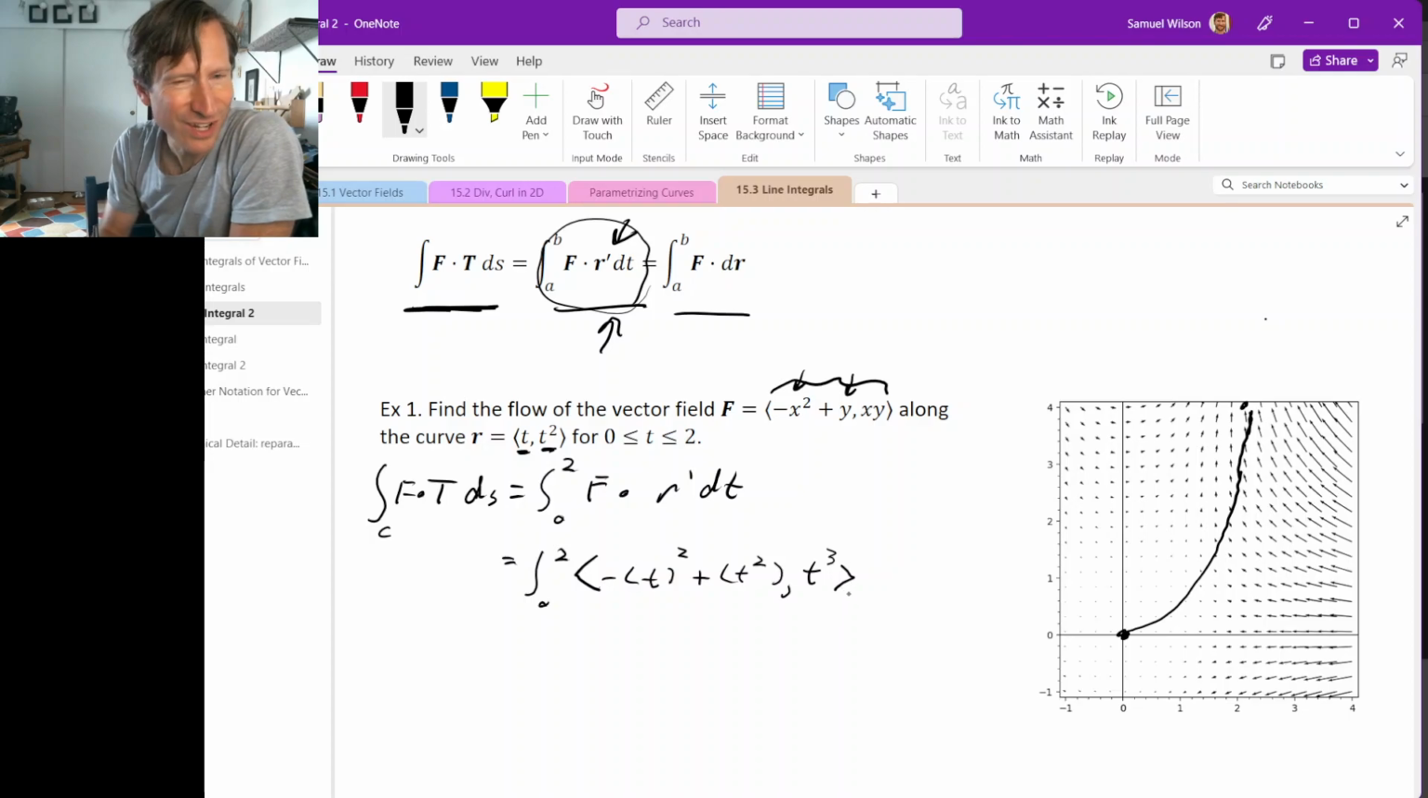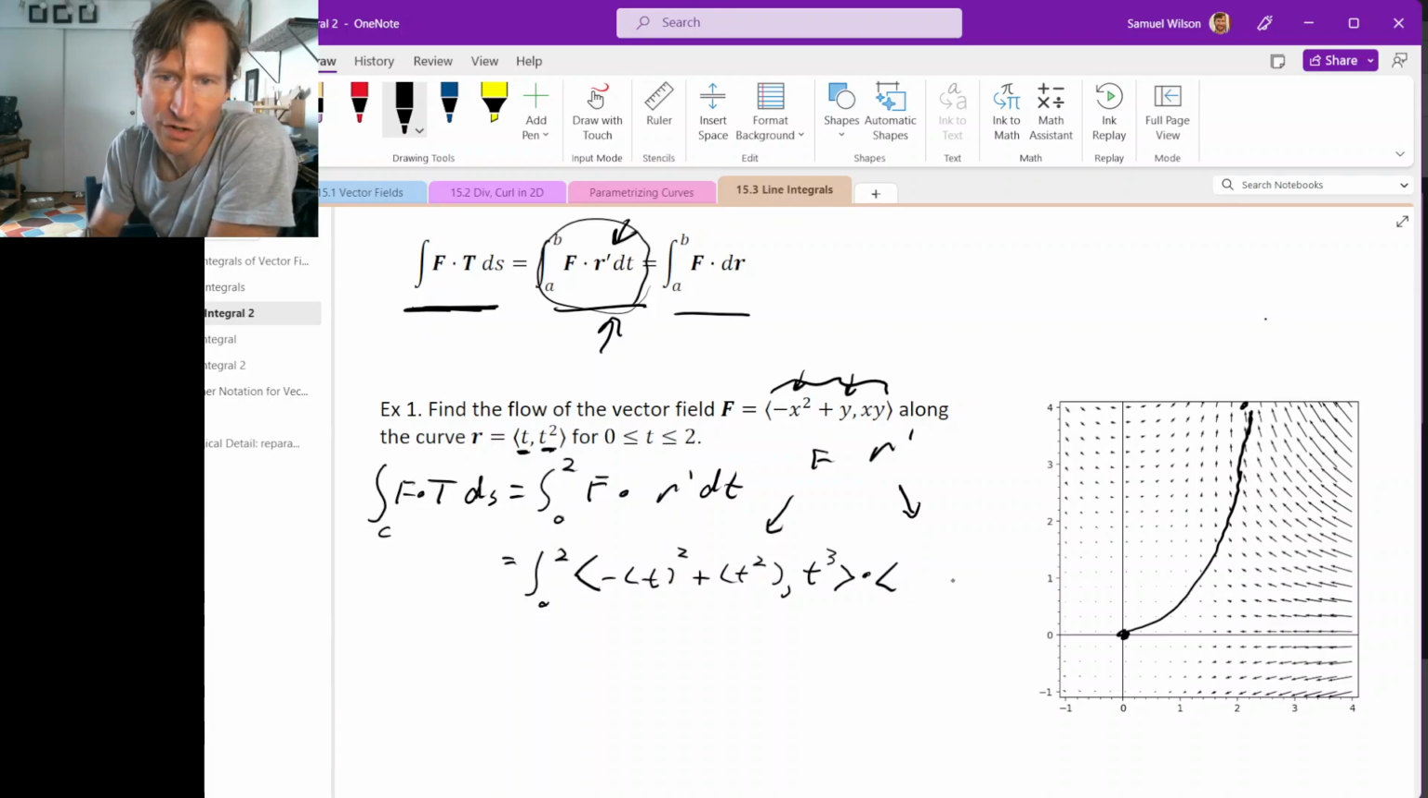So don't forget that when you are finished parameterizing your line integral, it ought to be a function just of t. If you have x's and y's lying around, you probably forgot to plug in your coordinate functions from your parameterization. Okay, so that's F. Now we need to write down r prime. So we need to differentiate our parametric curve, and that's (1, 2t) dt.